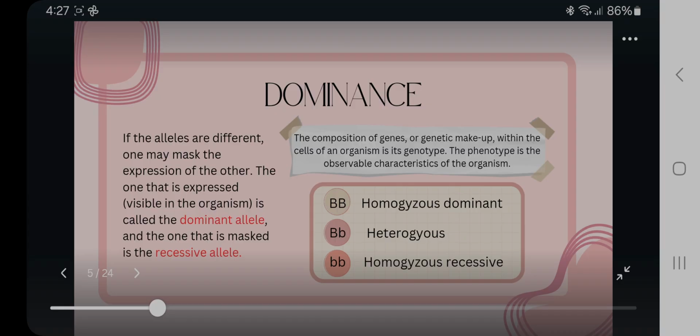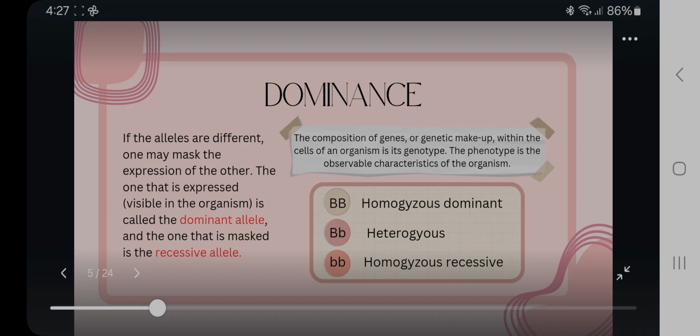Based on how visible that is, that's also called the phenotype. That's the observable characteristics of an organism. Usually this is represented by capital and lowercase letters: capital for the dominant and lowercase for the recessive. In the presentation, we see three genotypes: homozygous dominant, heterozygous, and homozygous recessive.